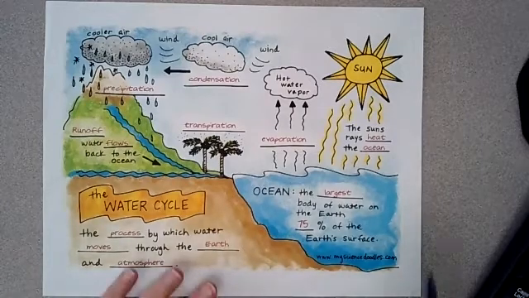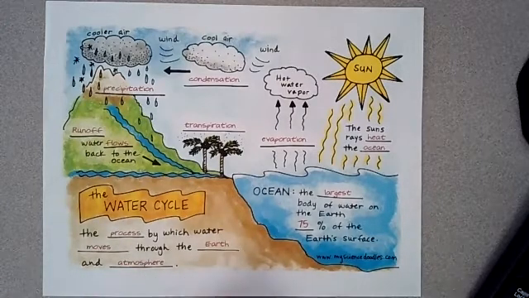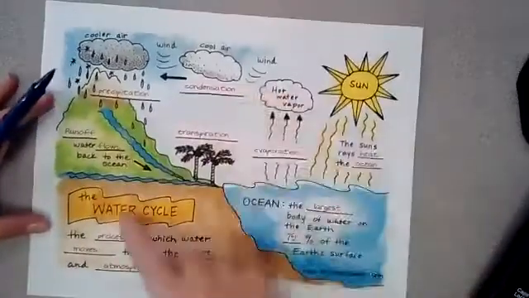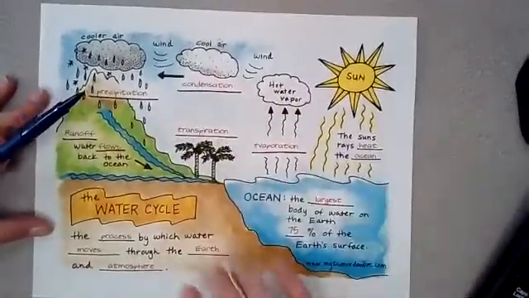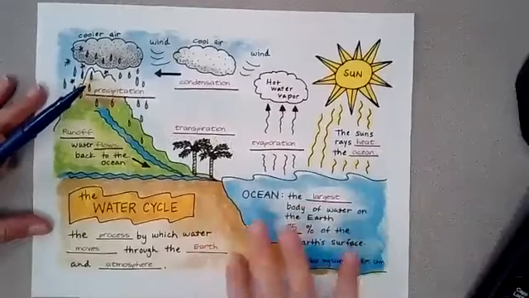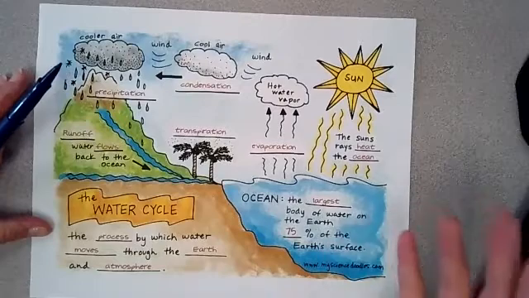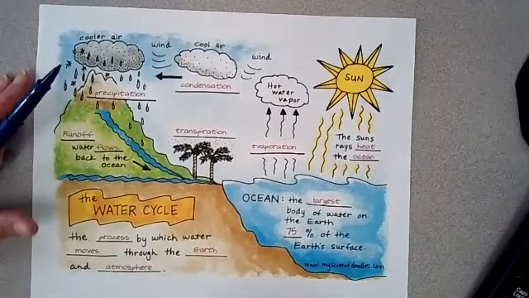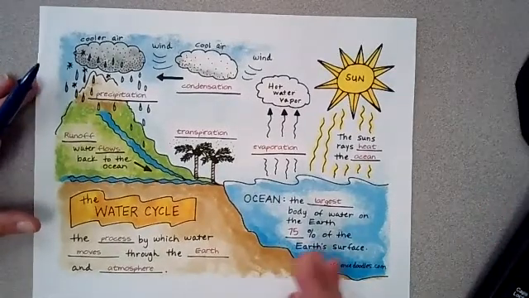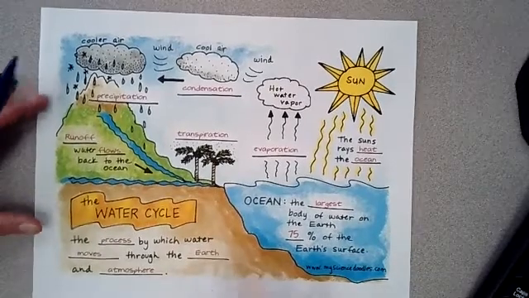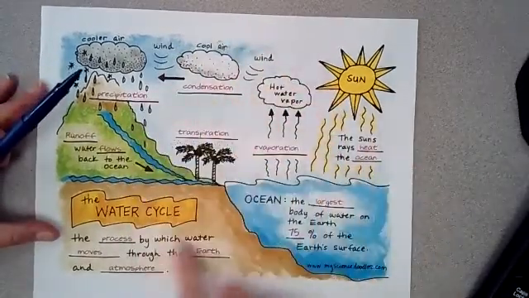Okay, so as you know, the water cycle goes around and around. There is no start and no finish to the water cycle. The water that is on Earth right now is the same water that was on Earth when cavemen walked the Earth, the same water that was on the Earth when dinosaurs walked the Earth. It's the same water. It's just going around and around.